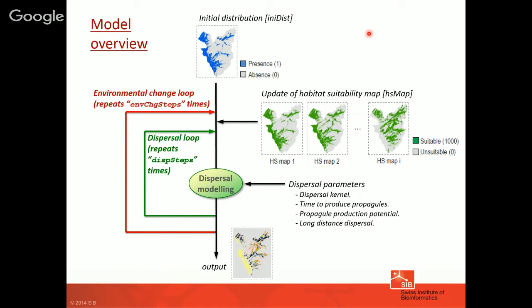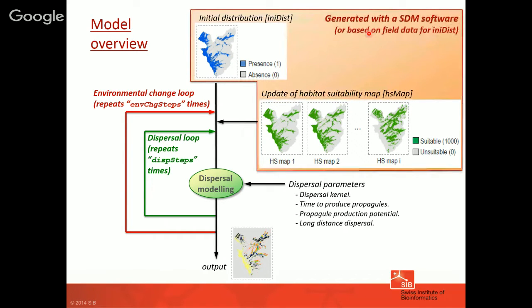So first, here's a simplified overview of the model. You can see the different inputs that you need to run the model. Of course, you need an initial distribution of your species. This is your starting point. So you have either a presence or absence of your species, which you would input as a raster, as a grid in R.